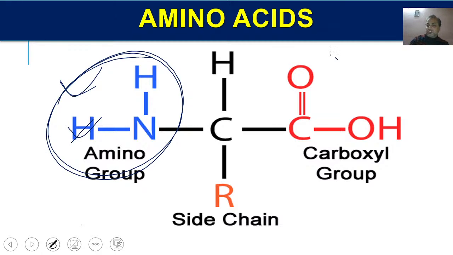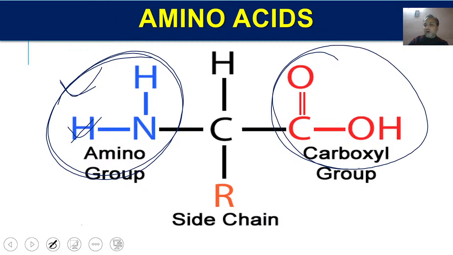Similarly, this group is also present in all the 20 amino acids. So any properties shown because of this group are also shown by all the 20 amino acids. Any characteristic feature, any kind of chemical reaction which is due to this amino group and this carboxylic group is shown by all the 20 amino acids, because that is common and present in all of them.